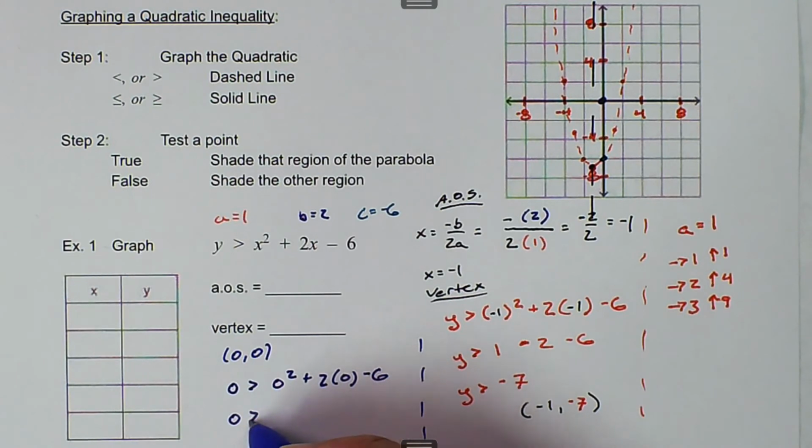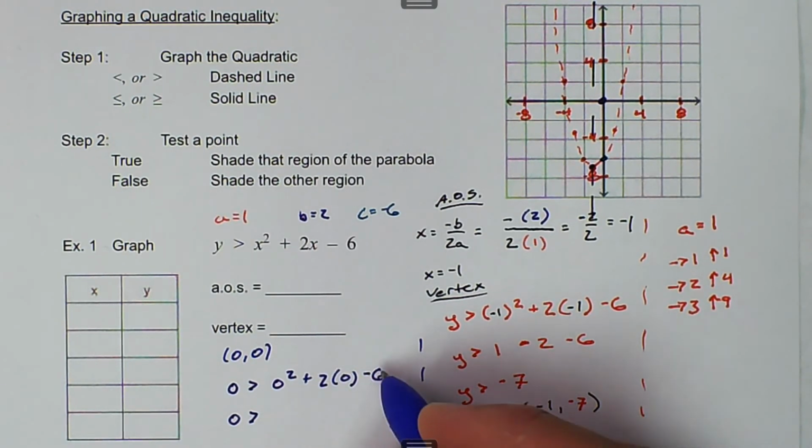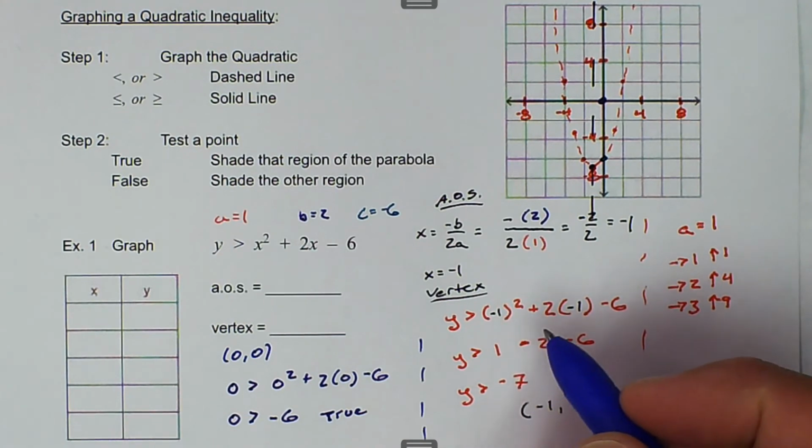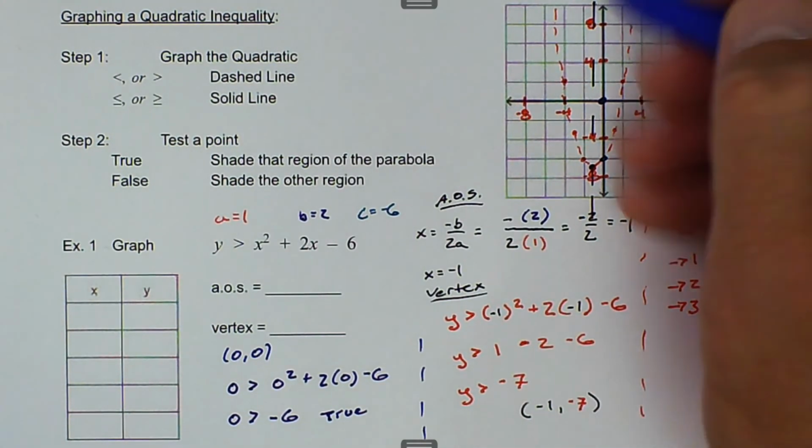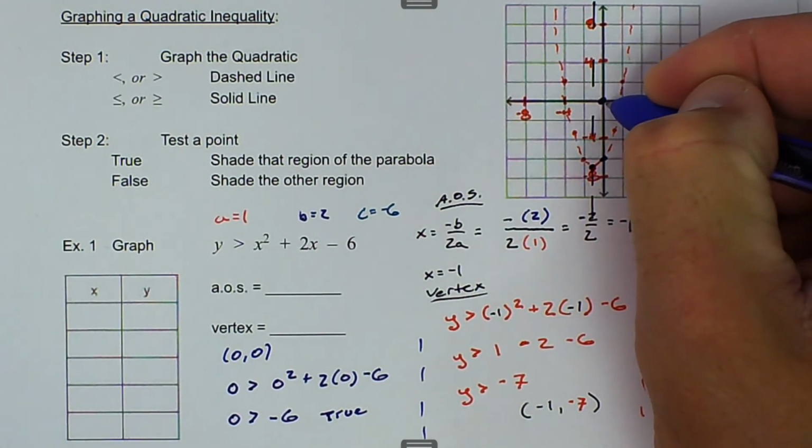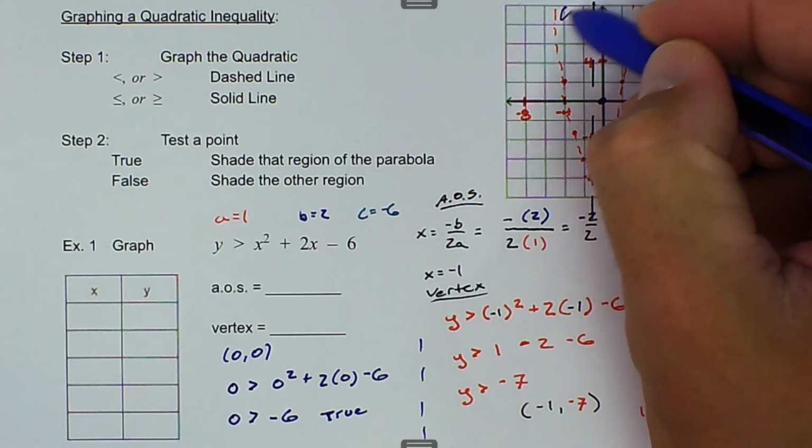So is 0 greater than 0? 2 times 0 is 0. Is 0 greater than negative 6? And this is true. So we want to shade that region. We want to shade inside because 0, 0 is inside. So shade inside the parabola.